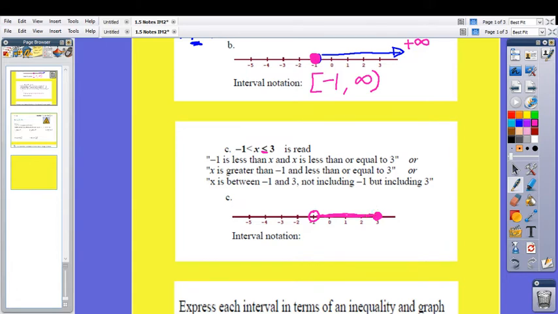Now how will we write this down in interval notation? Our left endpoint is -1, our right endpoint is 3. This one is not part of the solution, so parentheses. This one is part of the solution, so bracket. Okay.